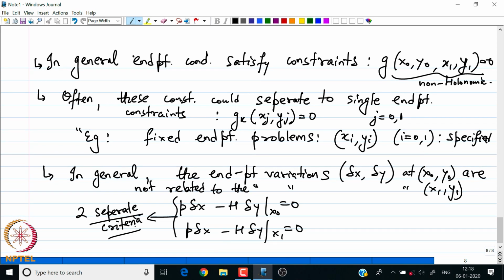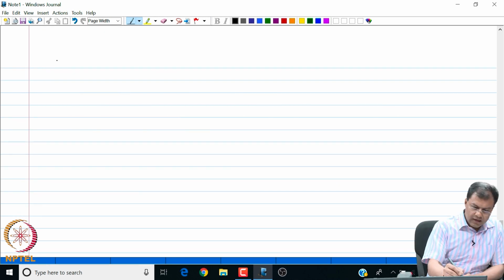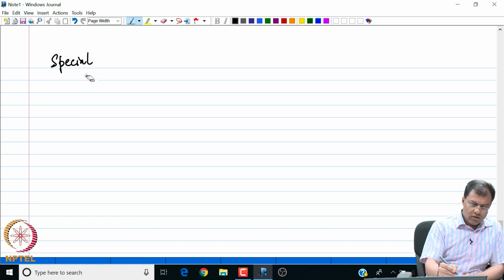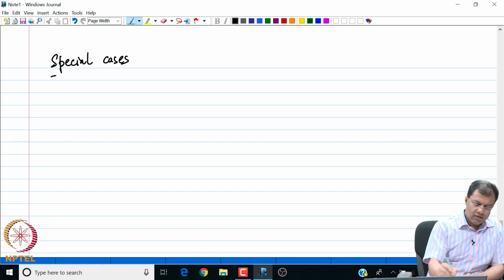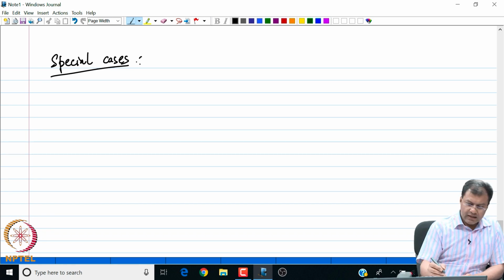So, if that is the case, since delta y and delta x are independent and arbitrary at each endpoint, we could certainly have that p and h are equal to 0 at each endpoint, right. So, let us look at some special cases of these criteria.